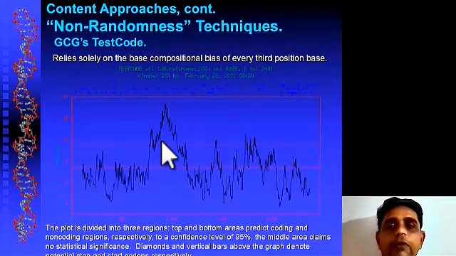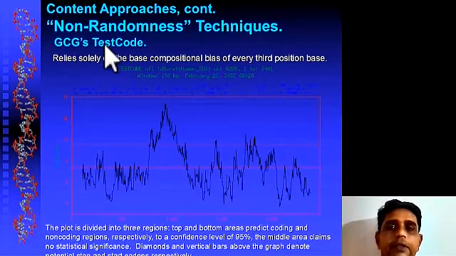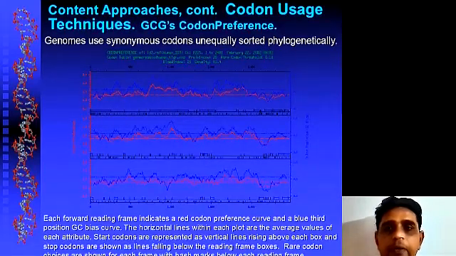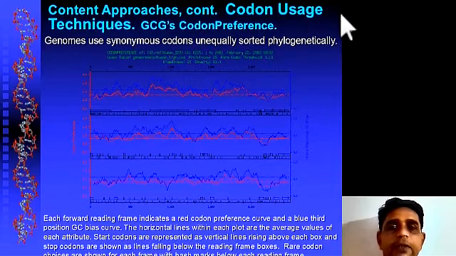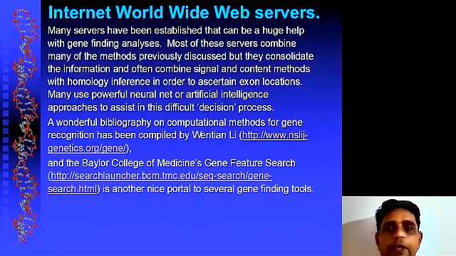So like that you will find out the non-randomness, and this is normally done in the GCG test code, right? That is a commercial software in which you will get the analysis like this. The same thing is done with the codon usage technique. Depending upon the codon usage also, you'll be able to find out what fragment of the DNA is coding for some meaningful thing.